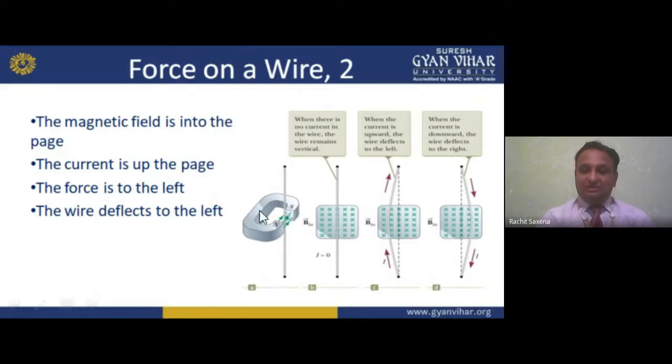See here, similar to this one, we have a wire placed in a magnetic field. If there is no current, it remains standstill at the vertical position. But if there is current moving in the upward direction, then it bends to the left. See here, it moves to the left. But if the field is positive, then it bends and moves to the right, my dear student.